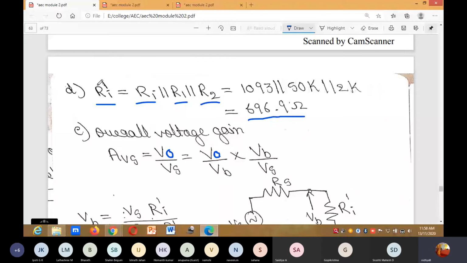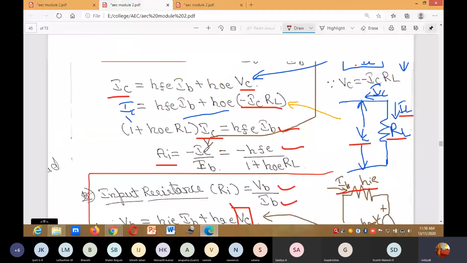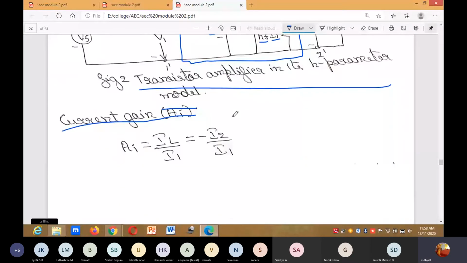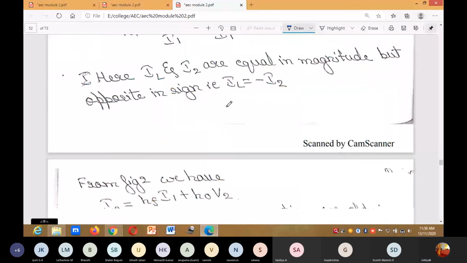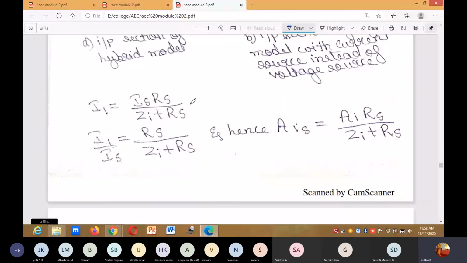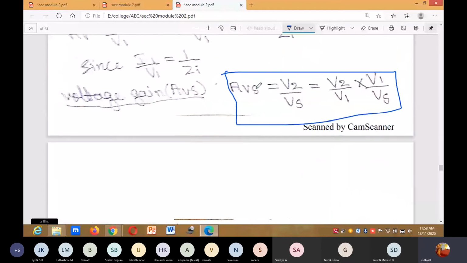Okay, overall voltage gain. We have not found it in the derivation, that is AVS. But if they ask, you need to find it. It is an easy way. How can we find AVS? AVS is equal to V2 divided by Vs, which is V2 divided by V1 into V1 divided by Vs. They have split it.